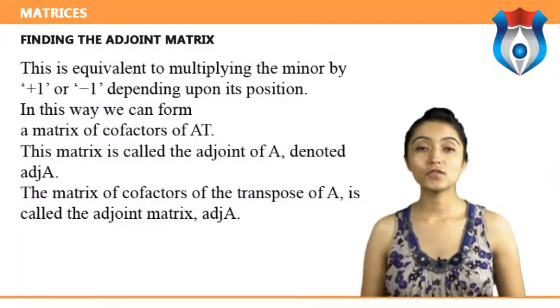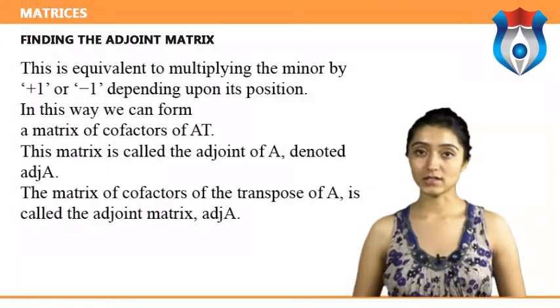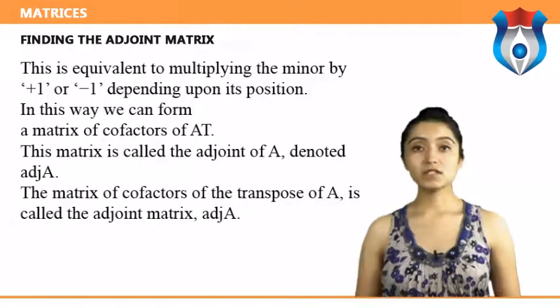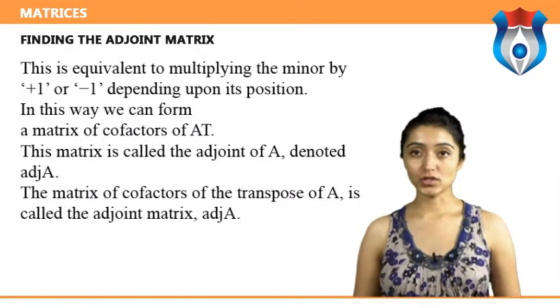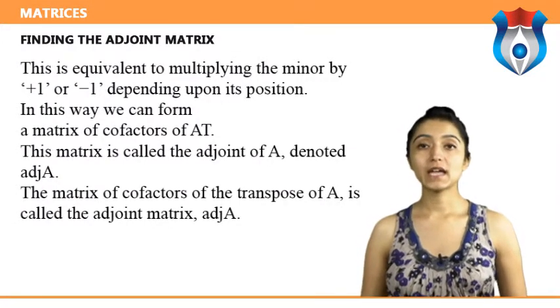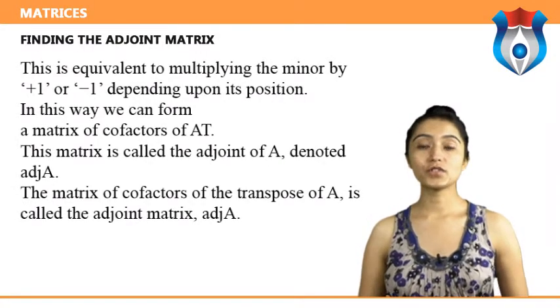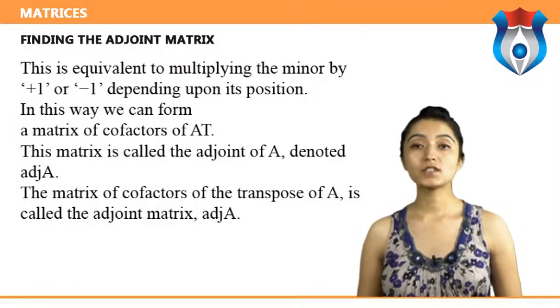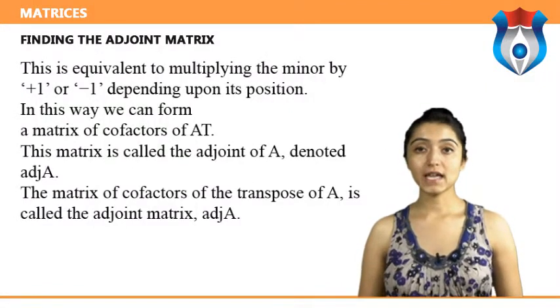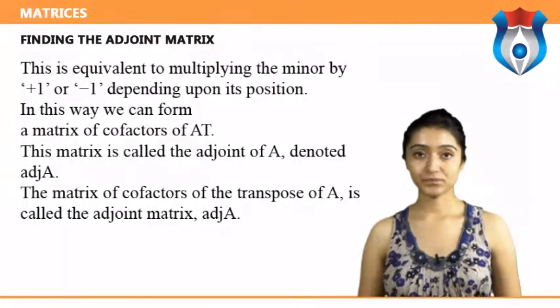In this way, we can form a matrix of cofactors of A superscript T. This matrix is called the adjoint of A, denoted ADJ A. The matrix of cofactors of the transpose of A is called the adjoint matrix ADJ A.